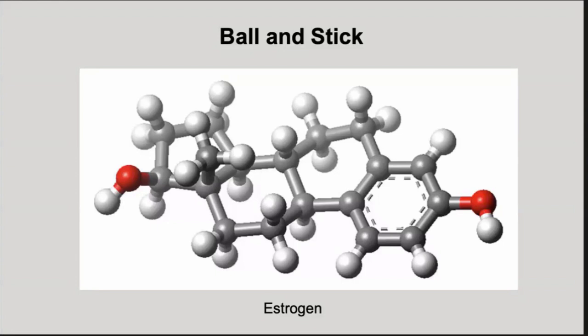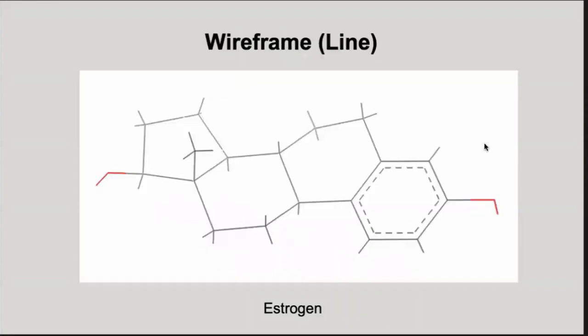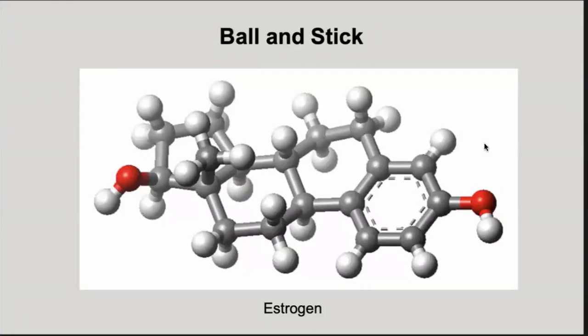But all three of these models, the wireframe, the stick, and the ball and stick model, all do a very good job of showing us which atom is bonded to which other atom and how the atoms are arranged in three-dimensional space. There's another kind of model, which is very common. And again, it's going to be the exact same molecule. All of these are estrogen, just all viewed from the same angle at the same size, just different kinds of models.